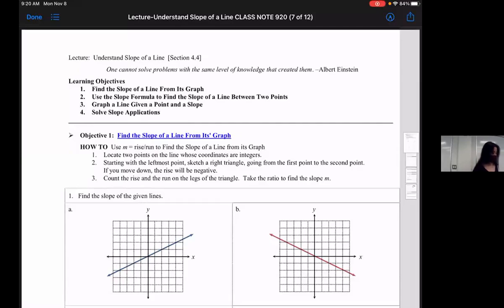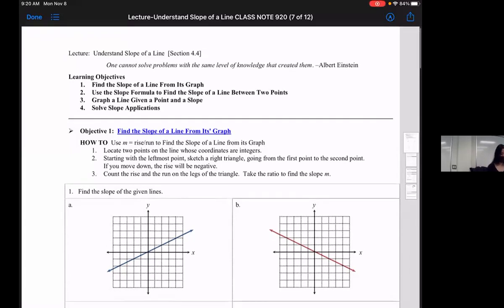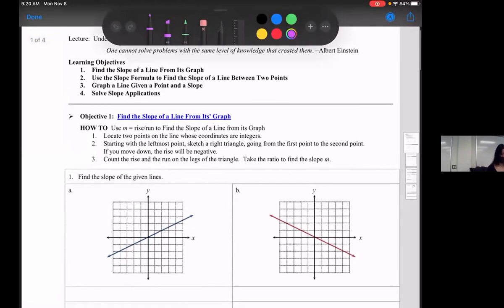Okay, so today's lecture is section 4.4, understanding the slope of a line. Today we're going to familiarize ourselves with how to plot or graph a slope on a rectangular coordinate system. Objective 1: find the slope of a line from its graph.